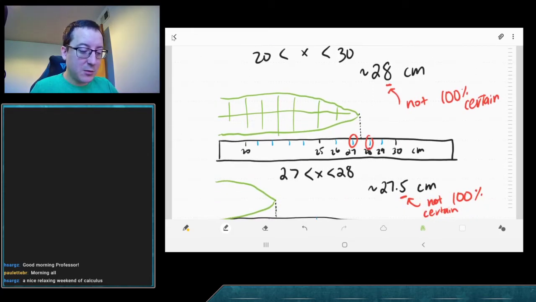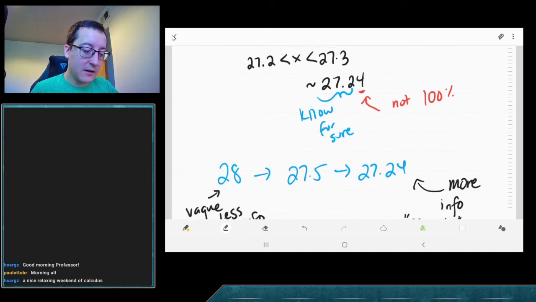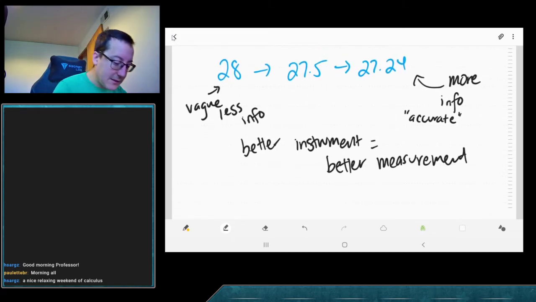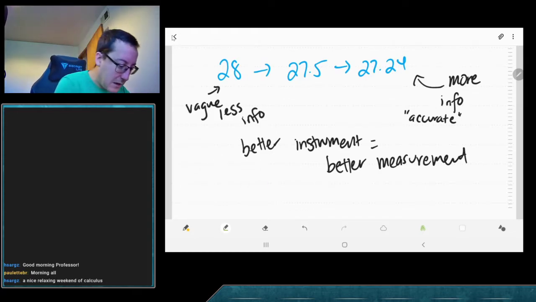Same thing with the next one. We saw it's between 27 and 28 for sure, and we're going to use our best judgment to make that determination that it's in the middle. And same thing and so forth. So we always read one more place than you can see. Okay, so in green, because why not?